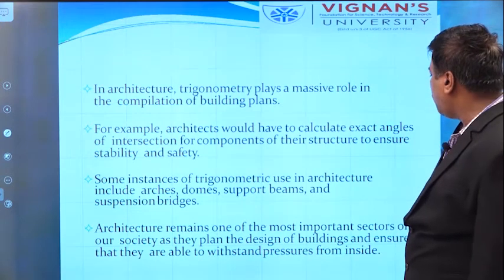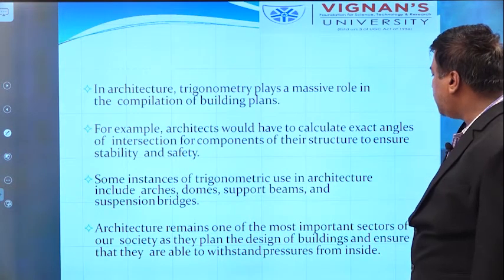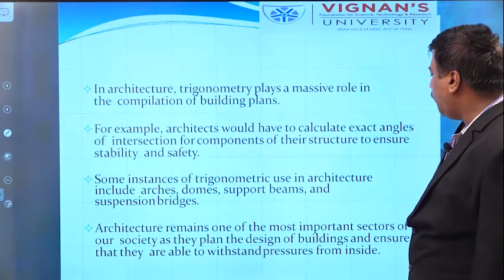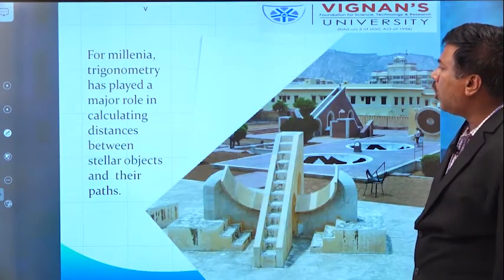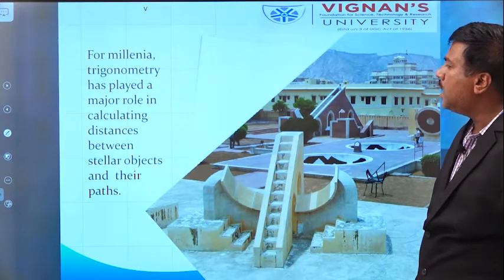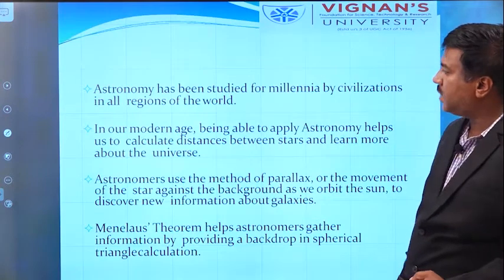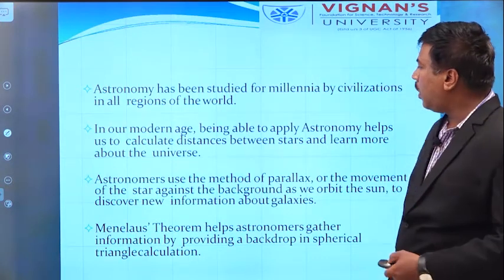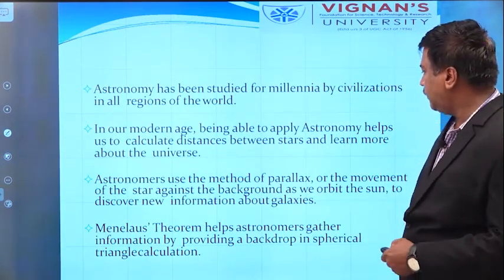Architecture remains one of the most important sectors of our society, as they plan the design of the building and ensure that it is able to withstand pressures. Trigonometry has also played a major role in calculating the distance between stellar objects and their paths. These are all real-time applications, also in astronomy. And also in modern algebra, trigonometry is used.